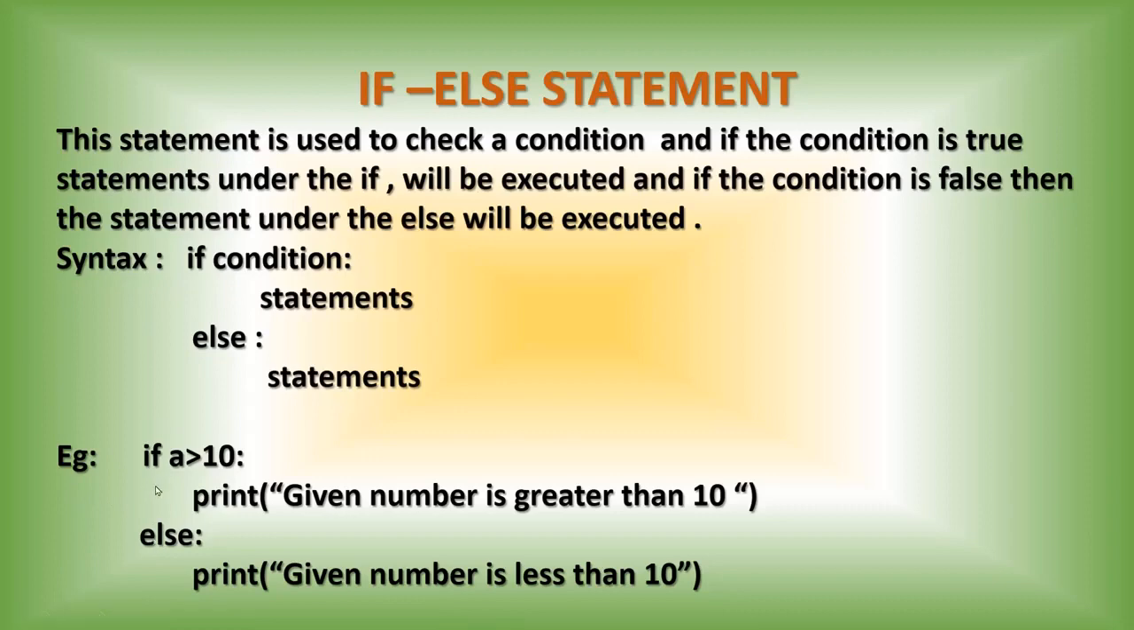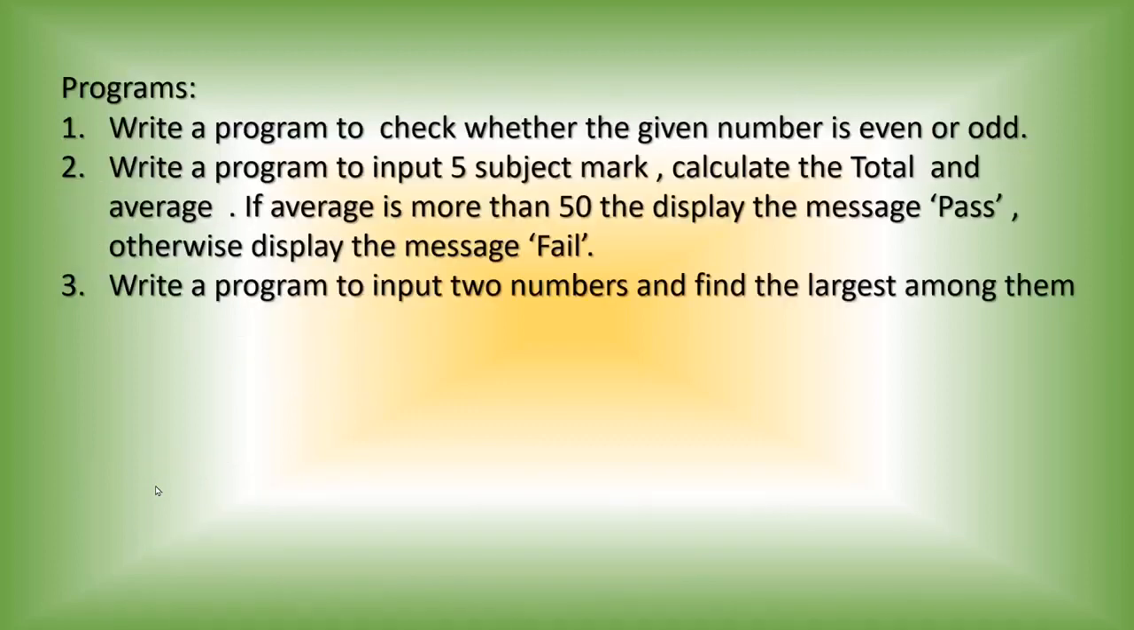Now we can do a few programs using the if-else statement. Read the first question. Write a program to check whether the given number is even or odd. We did the same program in the last class, where we checked only whether the given number is even. Here we have to check whether the given number is even or odd. The condition is the same. You have to check whether the remainder is 0 after dividing the number by 2. If the remainder is 0, then it is an even number. If the remainder is not 0, then it is an odd number.